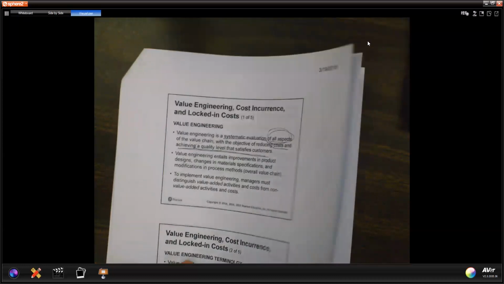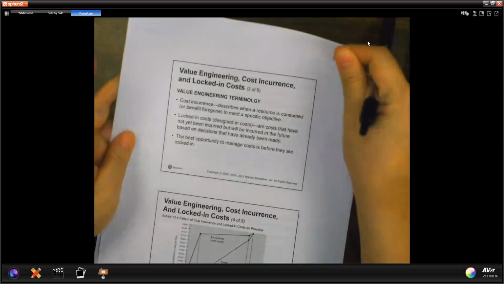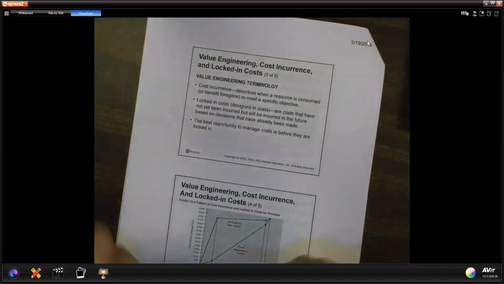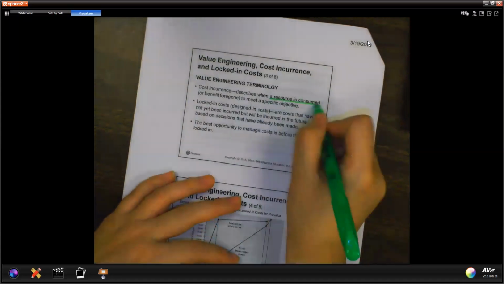Okay, the next thing we are talking about is value engineering. The other terminology is cost incurrence and locked-in costs. So cost incurrence, from the name, is when you really use the material, when you really use your labor, when the cost is really incurred, right?